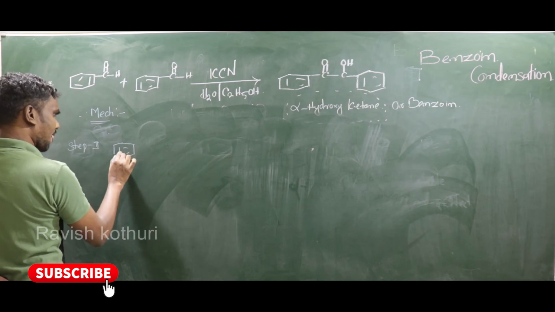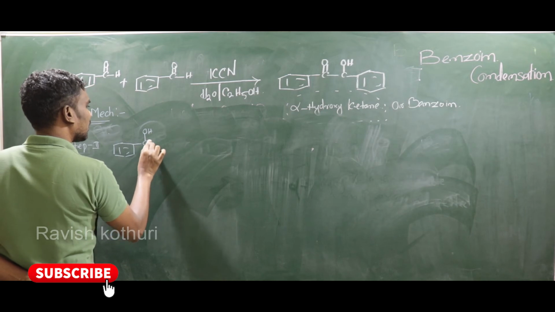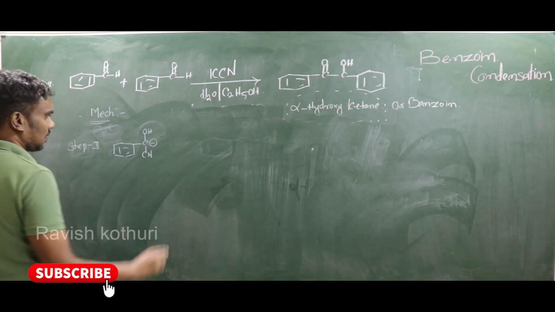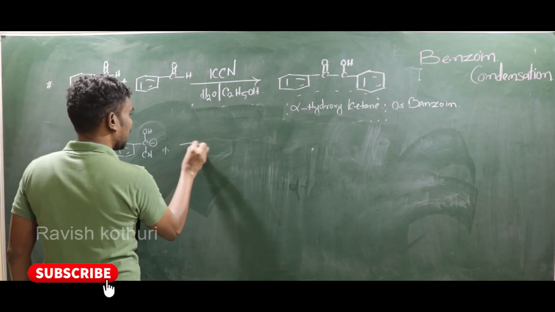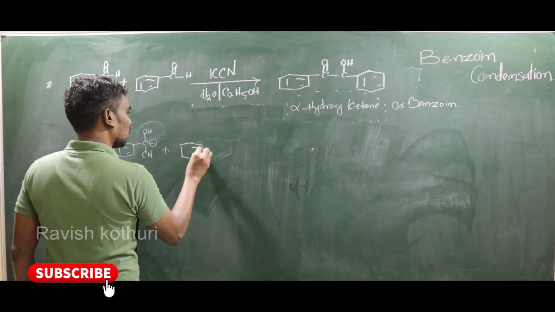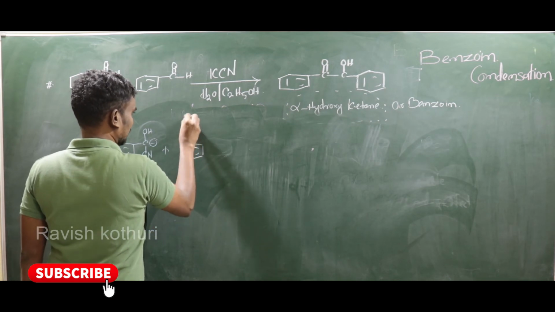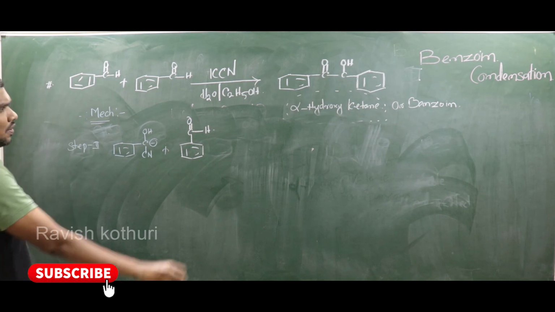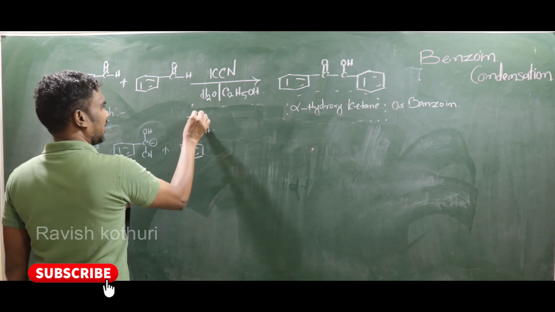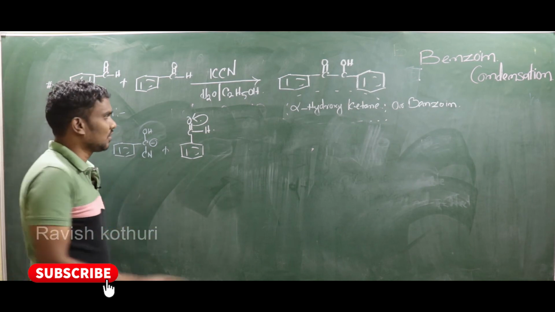Benzene, OH, CN, carbon ion, right? What happens? Here, one more benzaldehyde, right? Observe carefully here. Now here again, what happens? Heterolytic cleavage takes place. So that is the reason.